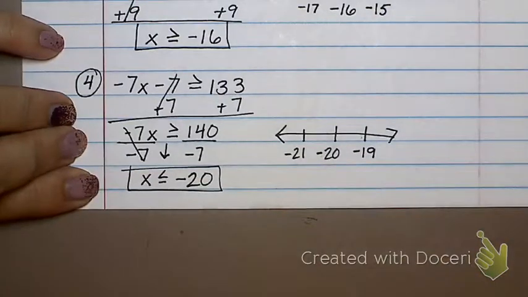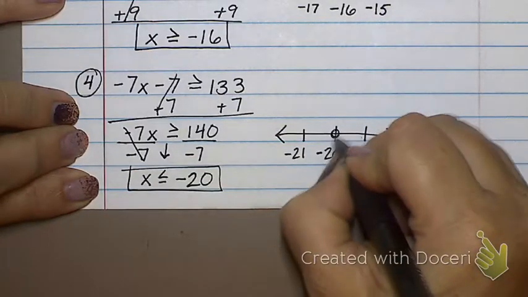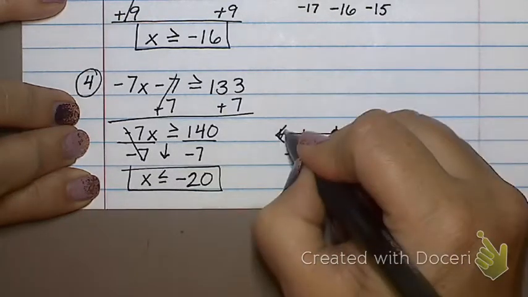Open or close circle on negative 20? Closed. And what direction am I shading? To the left.